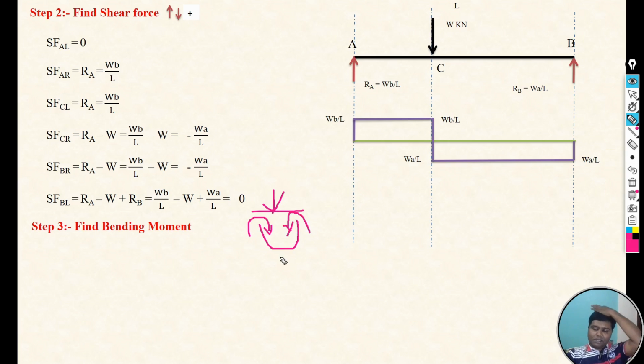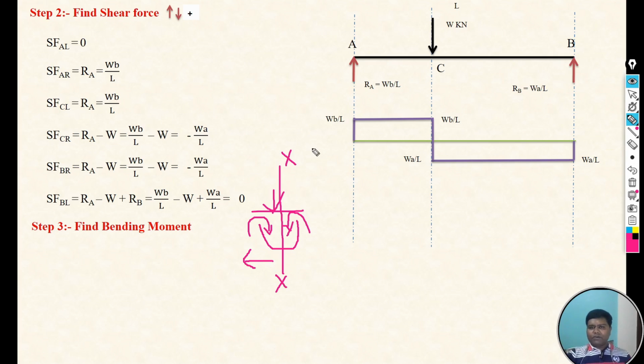Already we have discussed this in the last video. While calculating the bending moment, just take the section between those two moments. Any clockwise bending moment on the left of the section should be positive, and any anti-clockwise bending moment on the right of that particular section is also positive.